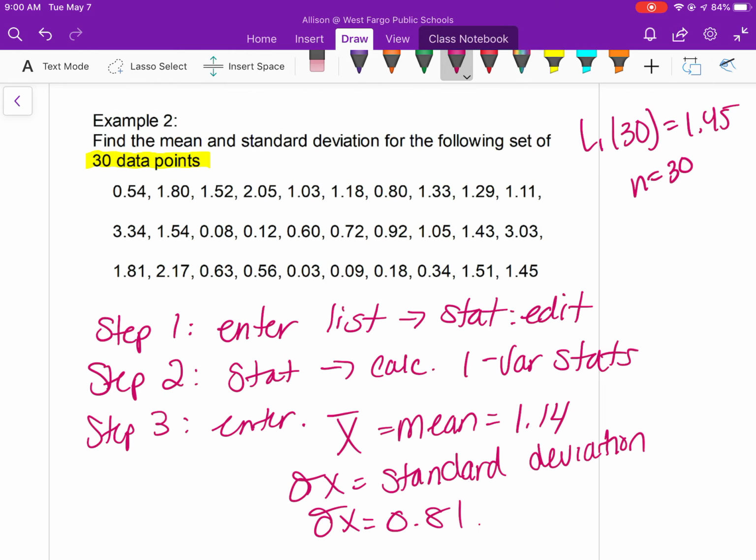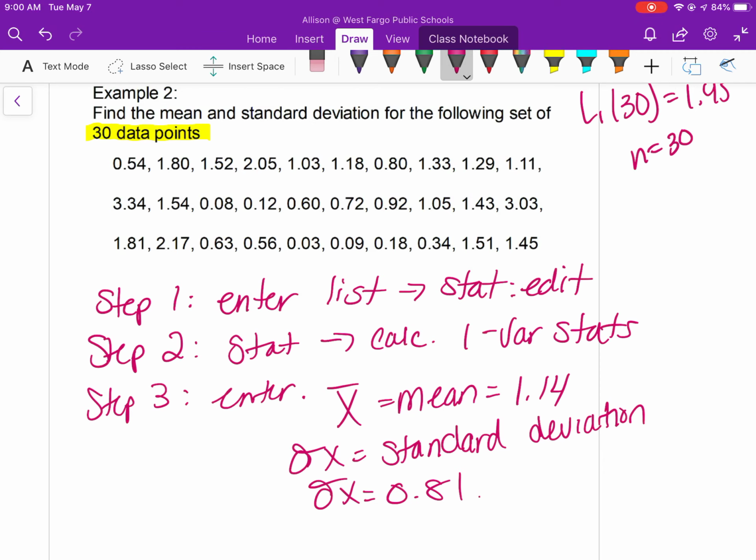So 0.81 tells me that all my data points are pretty close together within 1 around the average. So plus or minus 0.8 around 1.14 around the average. It's close to 0. And we're going to talk more about using the standard deviation and how we can use it to analyze our data in the next lesson. Today, I just want you to focus on learning how to find the standard deviation with your calculator.